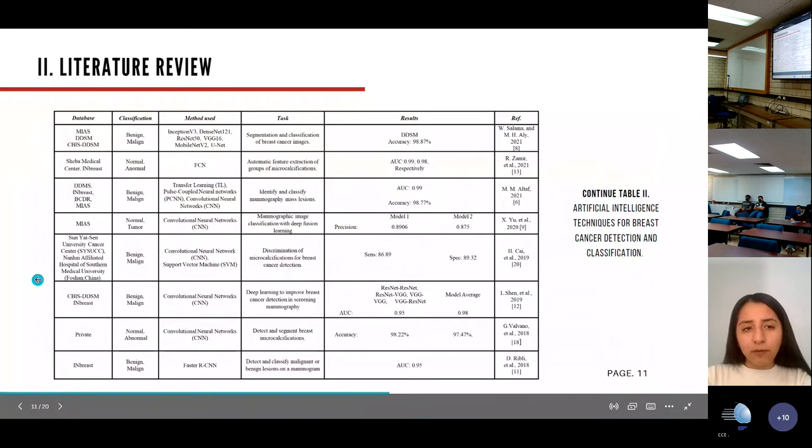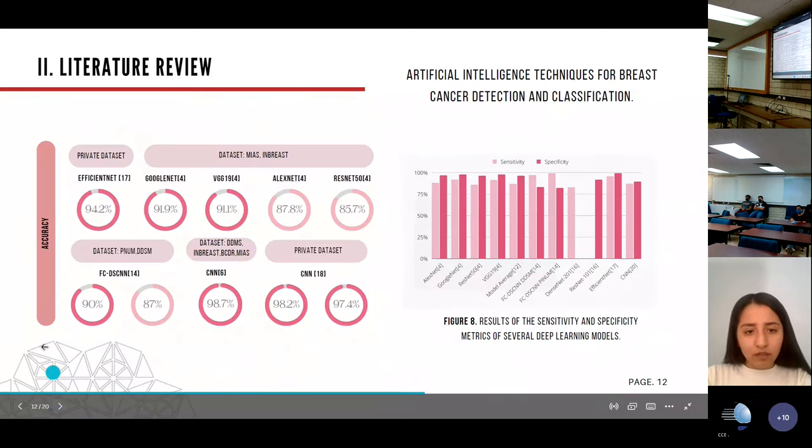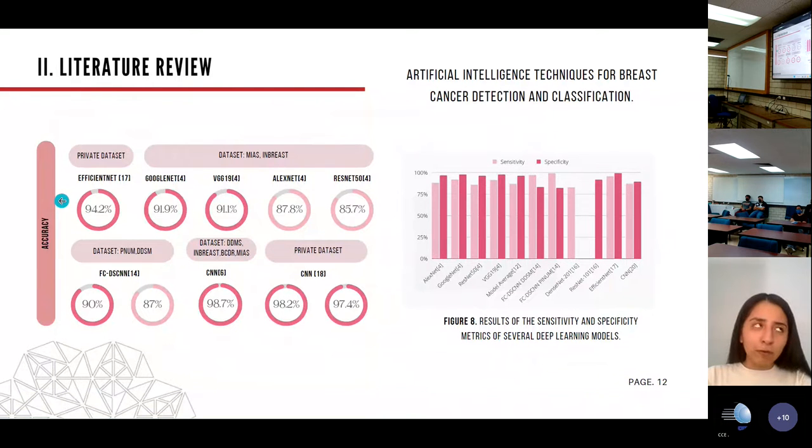This table is the continuation of the previous table, where you can also see the implemented datasets, their corresponding classification, method used, task, result, and reference. This slide presents the results of the previous table in a more visual way, where the results were grouped according to the different metrics, like accuracy, where the models with the better result have a stronger color.